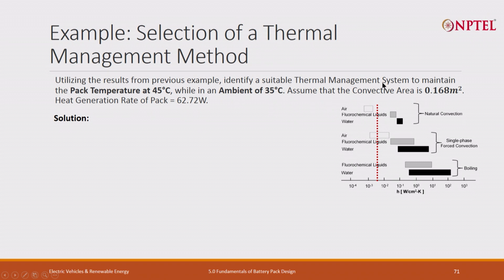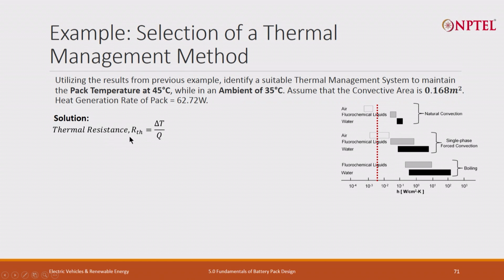Now assume that the convective area is 0.168 meter square. So that means the surface area has been given, and from here you can take out the heat. Ambient is 35, pack temperature 45, the heat generation is 62.72 watt. So let us solve this.